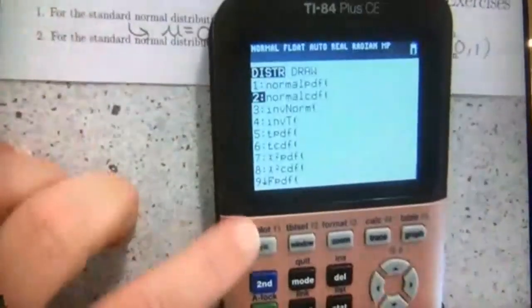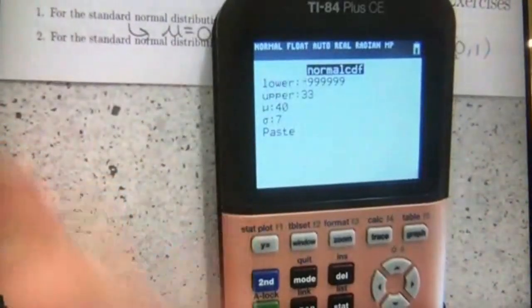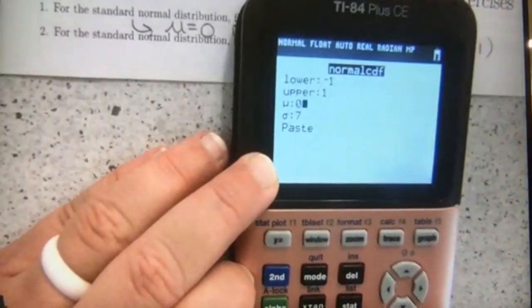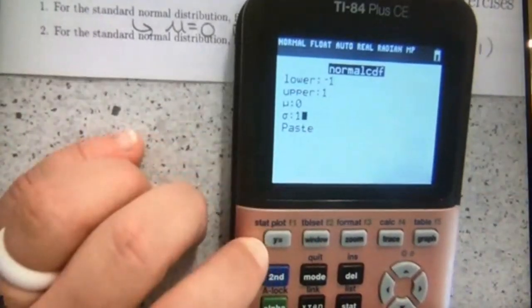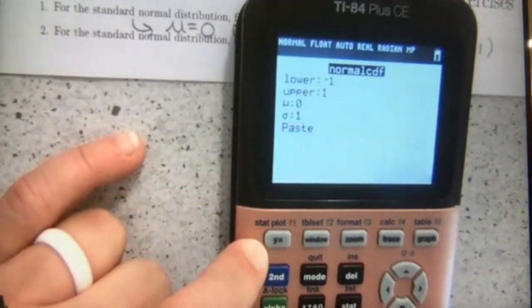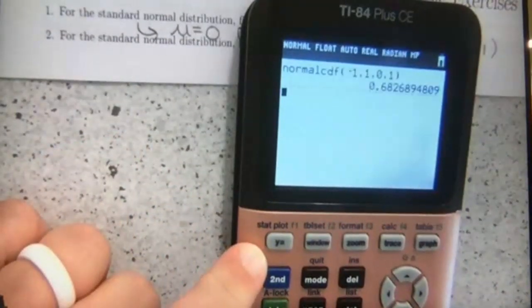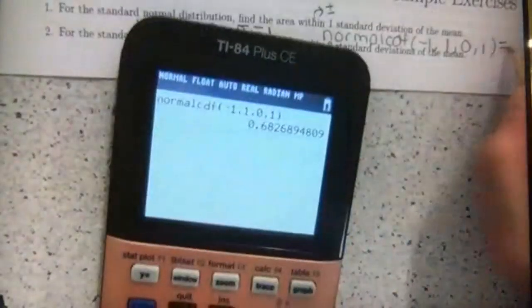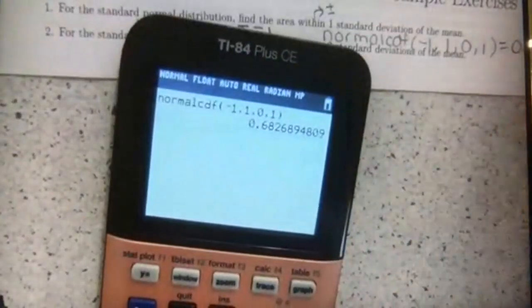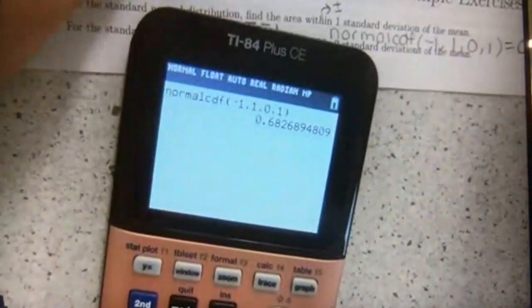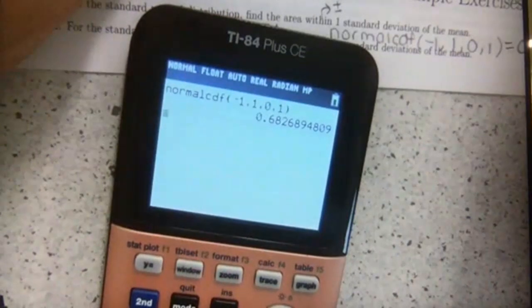So second vars, going down to normal CDF. Our lower limit's -1, our upper limit's +1. It's standard, so our mean is 0, and our standard deviation is 1. Pressing paste, it should look exactly like I have it written out on paper. Pressing enter, there is our answer. 0.68268, which will round up to 0.6827.